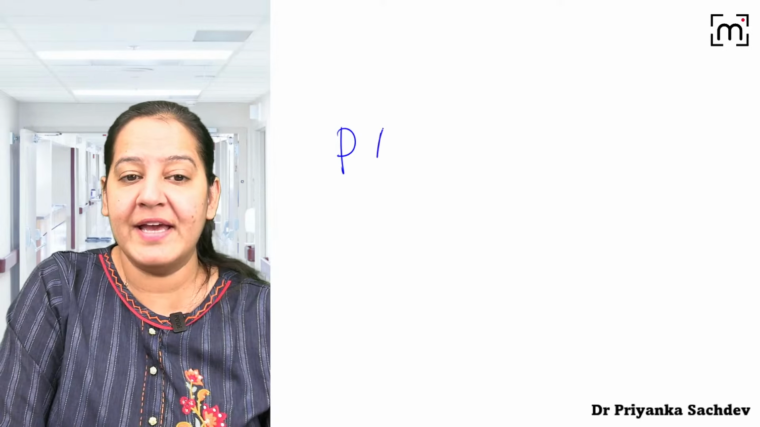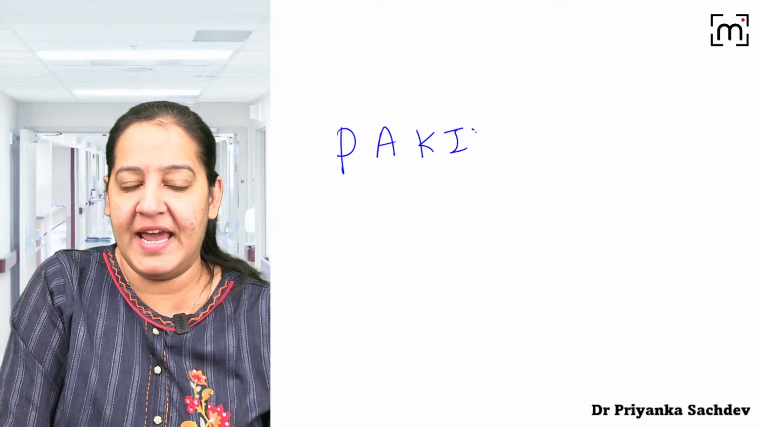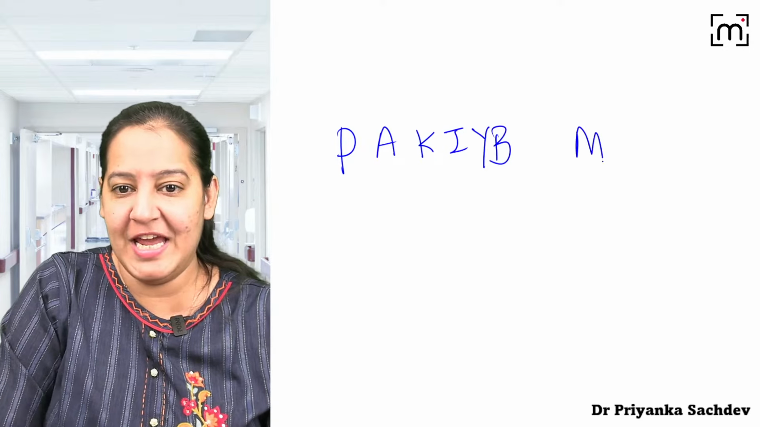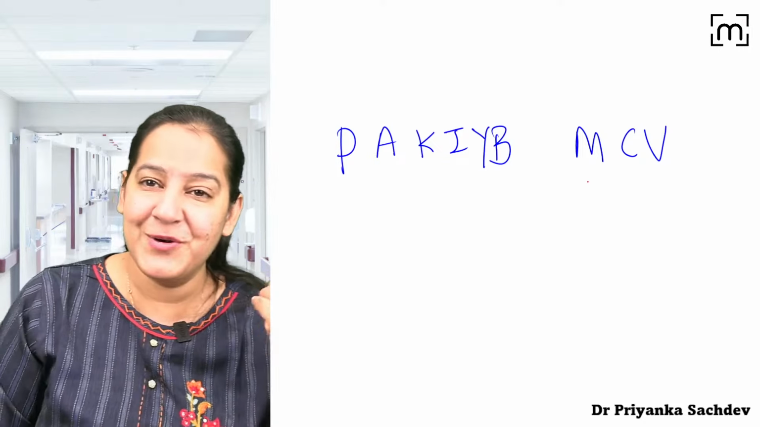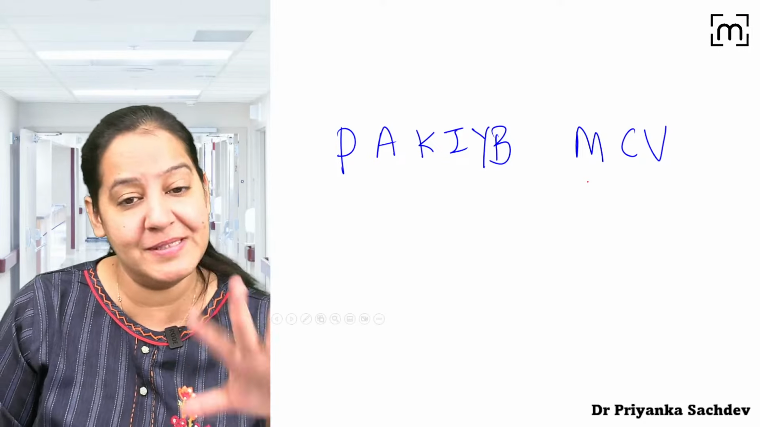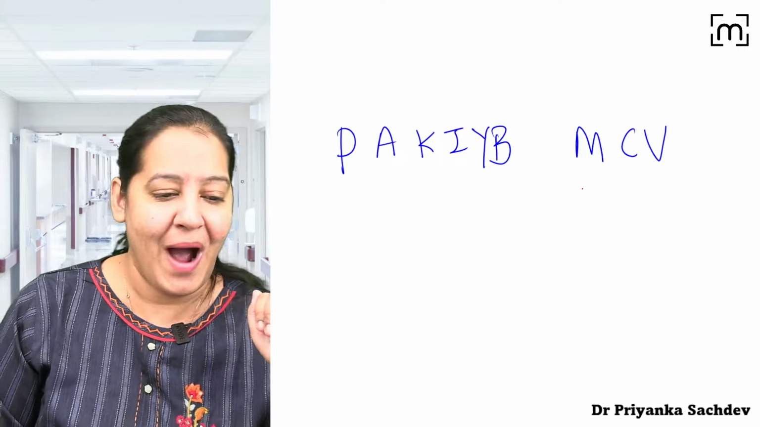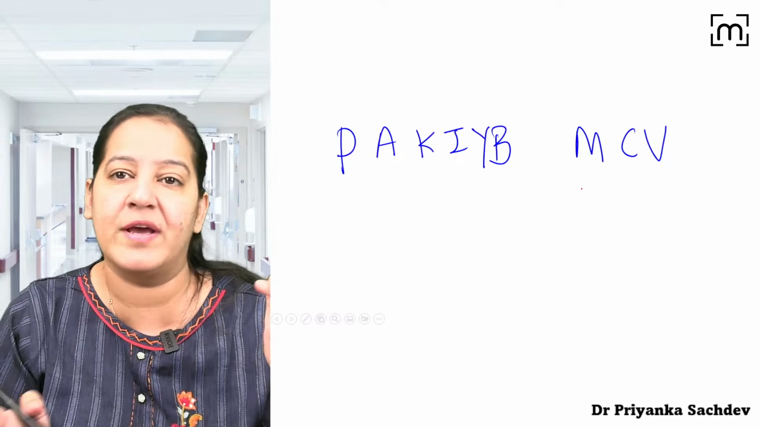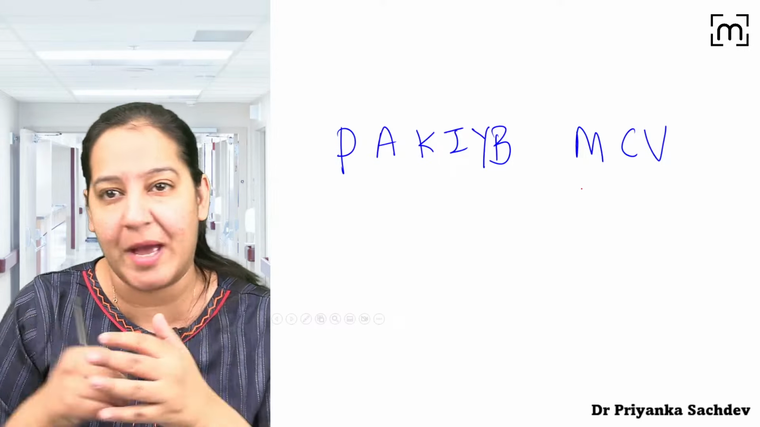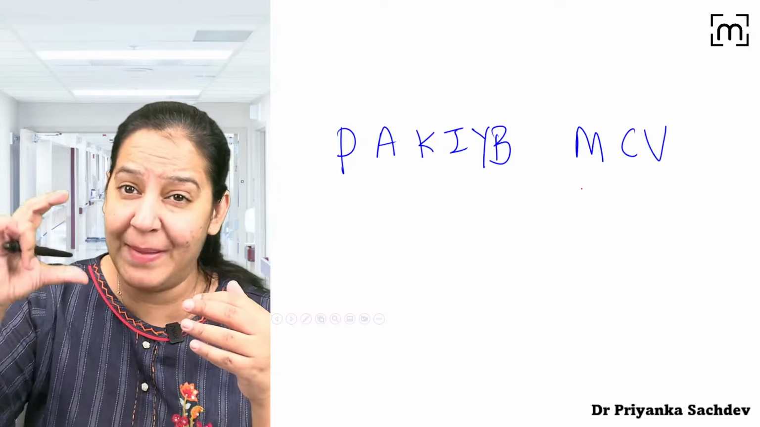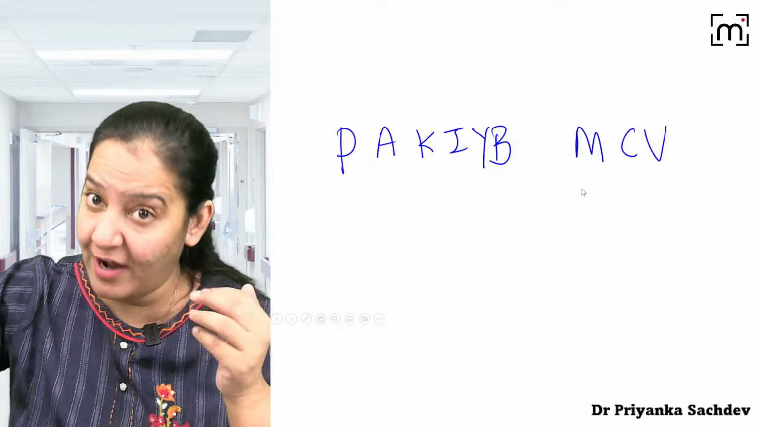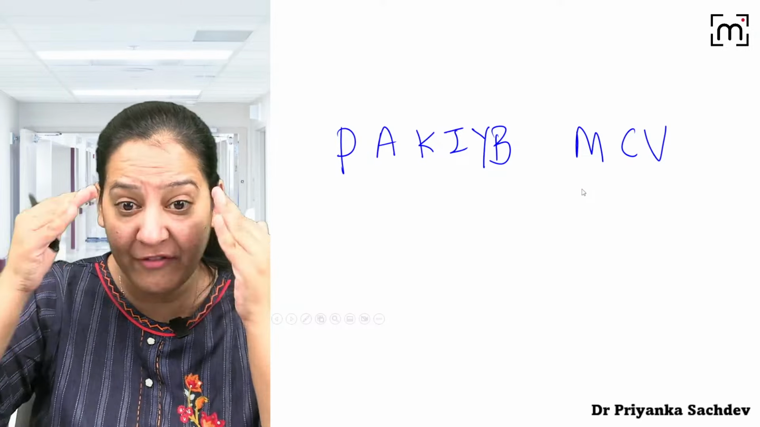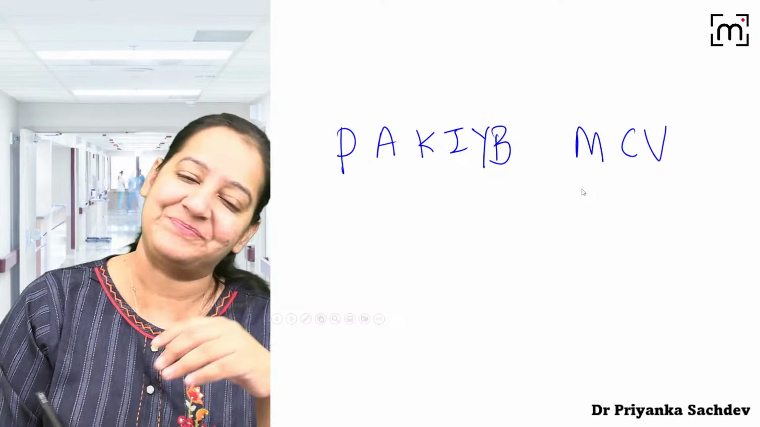The mnemonic is Pakib, P-A-K-I-Y-B. Pakib MCV. This is the mnemonic. Say the full form, come on. You can't believe how many MCQs will be solved based on this mnemonic. Either there will be a direct MCQ, which of the following is a capsulated bacteria, which of the following is a non-capsulated bacteria. But there can be big clinical questions in which you will get a clue that one of the capsulated bacteria is causing this. So you will have differentials in your mind, right?